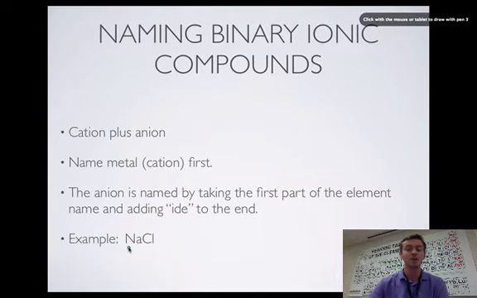I'm going to look at my periodic table and find Na, and I find that it's sodium. So I name my metal cation first. So I just write sodium.